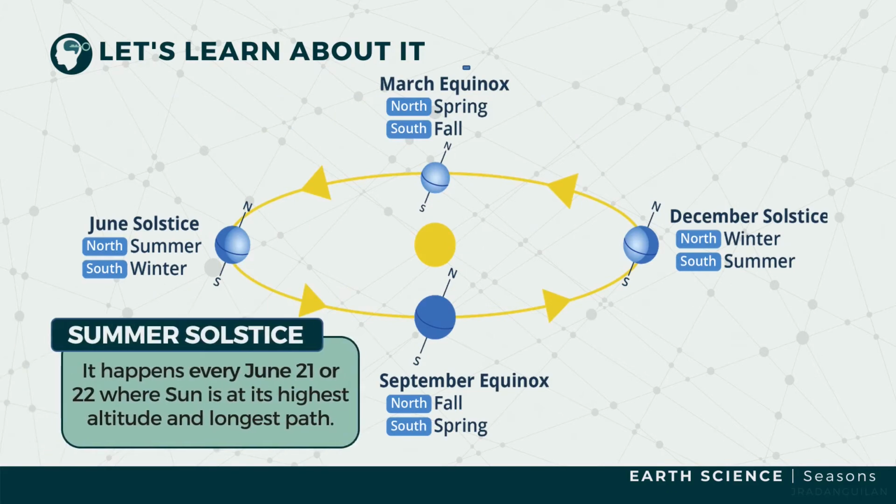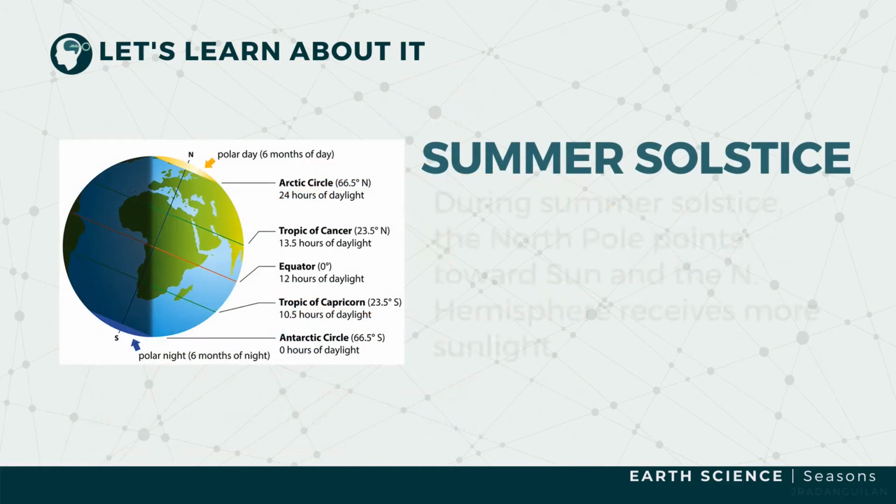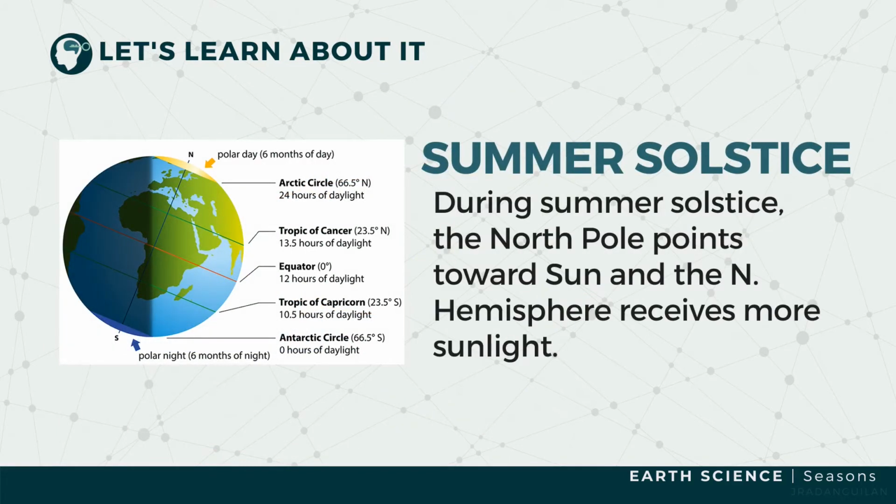Summer solstice in the northern hemisphere. The noon altitude is highest when the North Pole points directly towards the Sun. It happens every June 21st or 22nd. This is called the summer solstice. The Sun is at its highest altitude and longest path during this day. As such, summer is marked by longer days and shorter nights. The shadows cast by vertical objects are also at their shortest since the Sun is almost directly overhead.